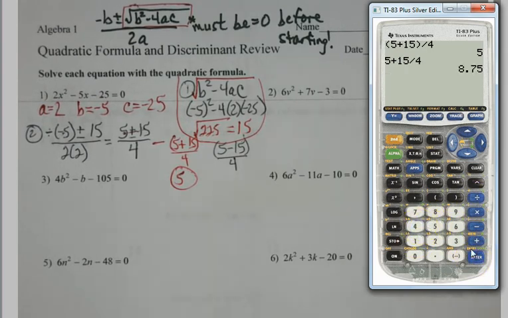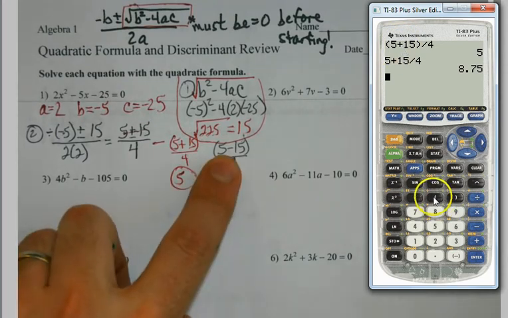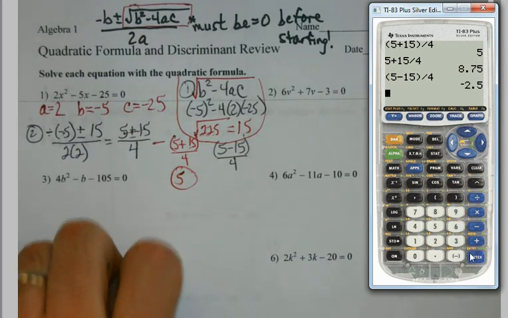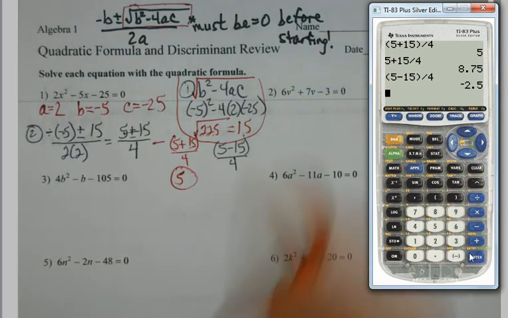Ooh. Because what the calculator does is the calculator says in the second one, well, division comes before addition, so I'm going to do 15 divided by 4 and then add 5. Well, that's not what I want you to do. That's why I have to tell the calculator, add those first, then do this. And for this one, subtract 5 and 15 first, then divide by 4. And you can get decimals for answers.